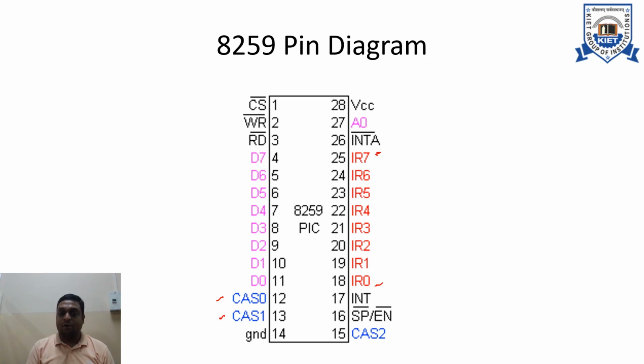One INT acknowledge and INT, meaning the interrupt signal. An 8-bit data bus is there. Read, write, chip select, control logic signals are there. VCC and ground power supply signals are there. So these are the signals in the 8259.